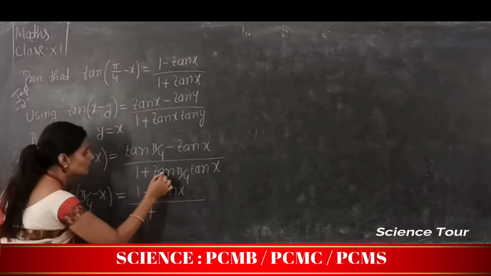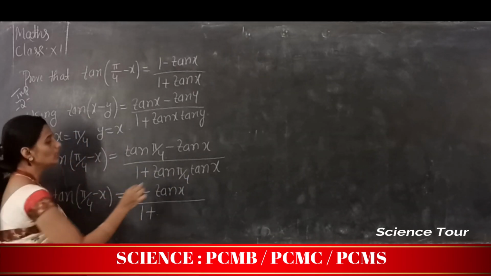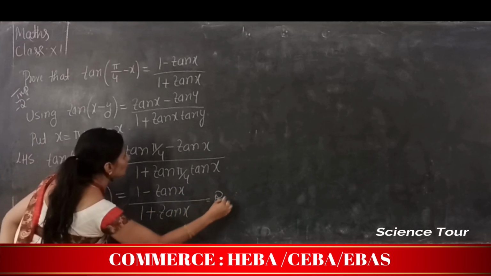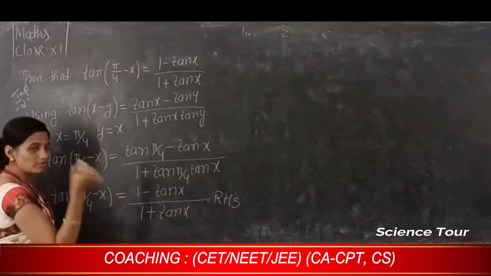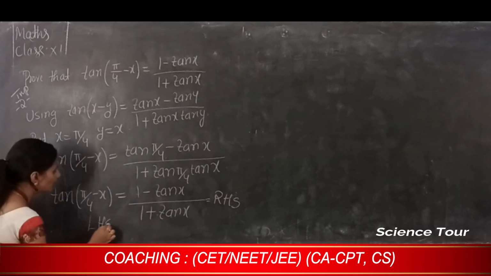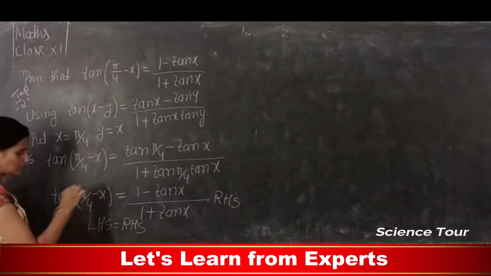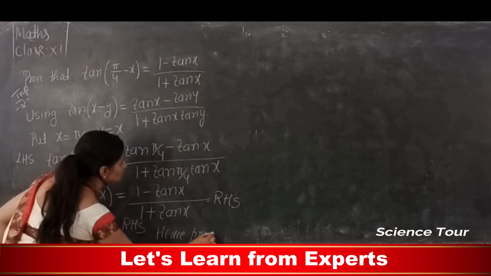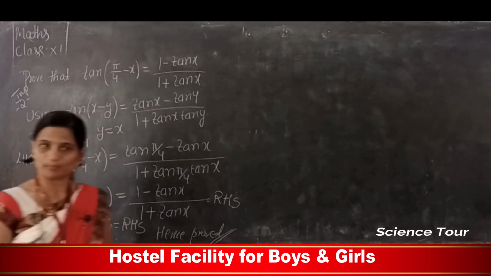So 1 plus tan pi by 4. What is the value of tan pi by 4? It is 1. 1 into tan x is tan x. So which is equal to the RHS side. So I showed the pi by 4 plus x proof, similarly the pi by 4 minus x proof. Therefore LHS side is equal to RHS side, hence it is proved. So the important formula and derivation are also important.